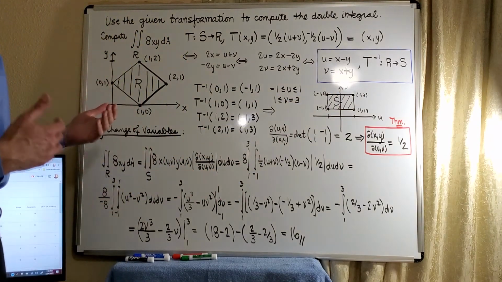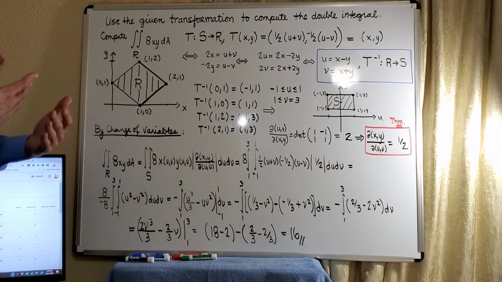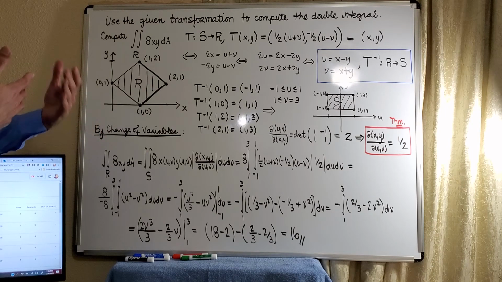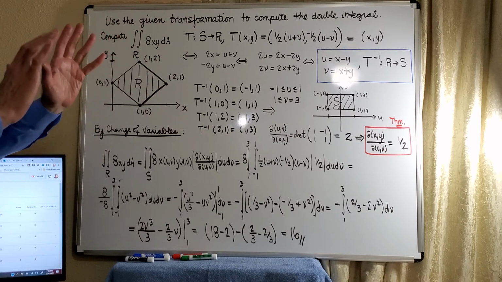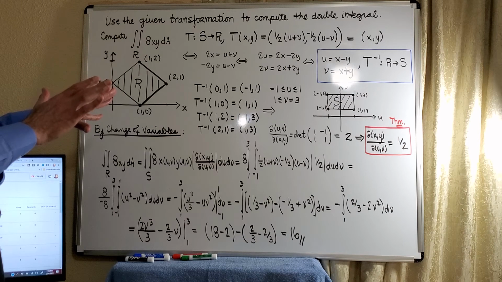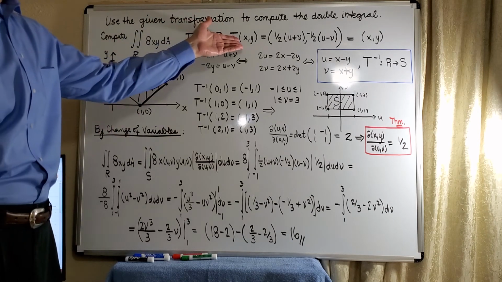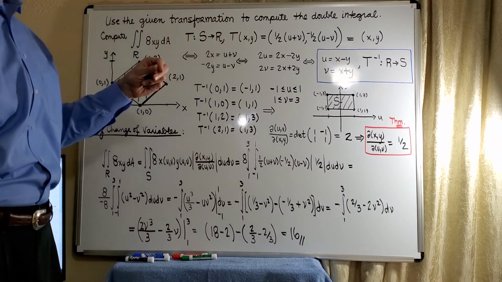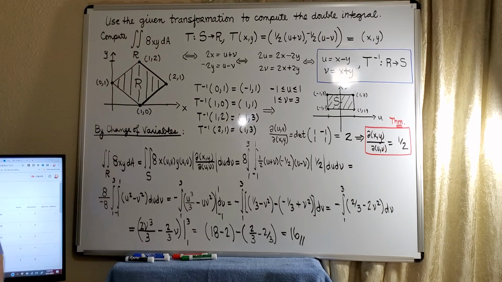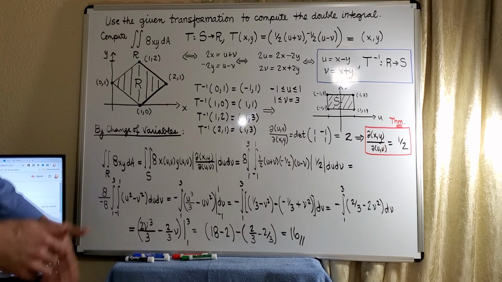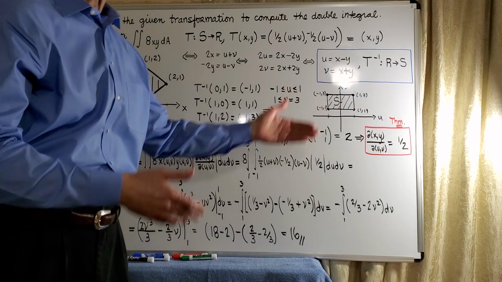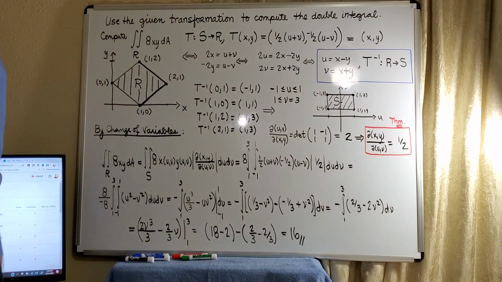So again, change of variable is a very powerful result, and you are not tied to any particular transformation. In this problem, we were actually given one, so we used it, but you can always come up with your own transformation to generate an S that makes the problem much simpler. And we are done.